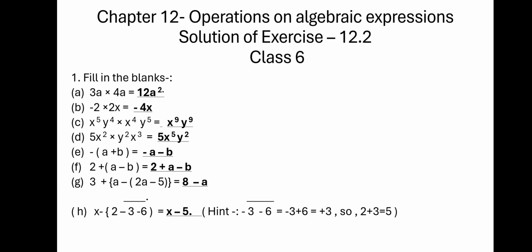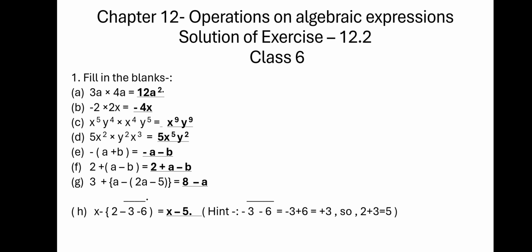Now exercise 12.2. Solution of that. Chapter 12, operations on algebraic expressions. So first question, let's start. Filling the blanks. 3a into 4a is 12a square, because the literal is also multiplied. Negative 2 into 2x. Negative 2 into 2 is negative 4x. Then x raised to 5, y raised to 4, into x raised to 4 and y raised to 5.